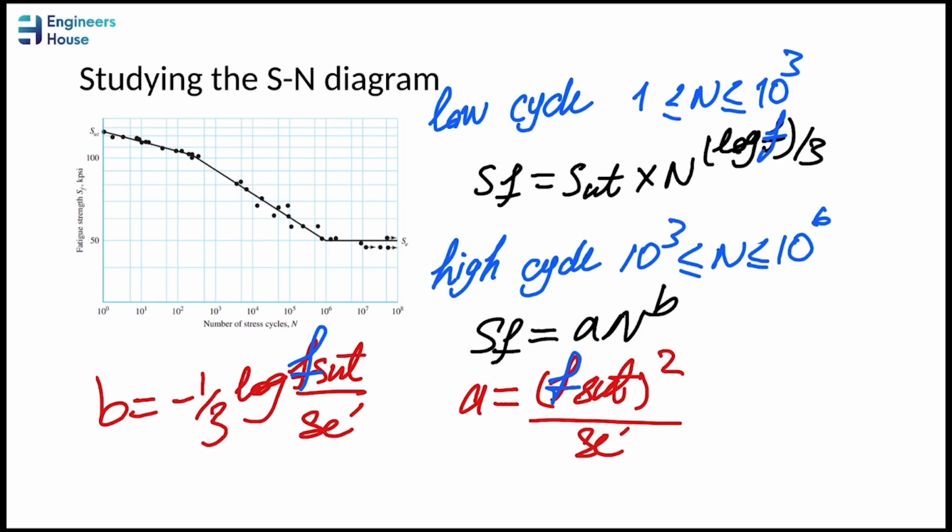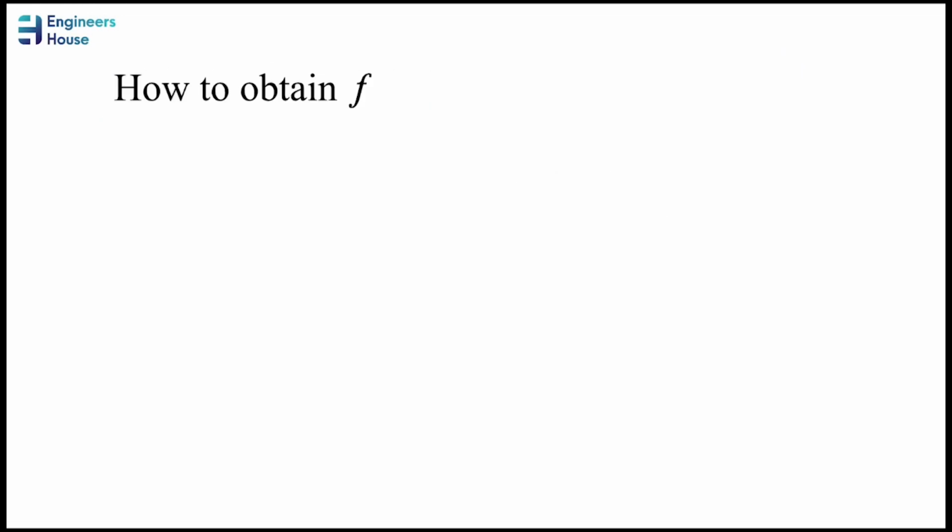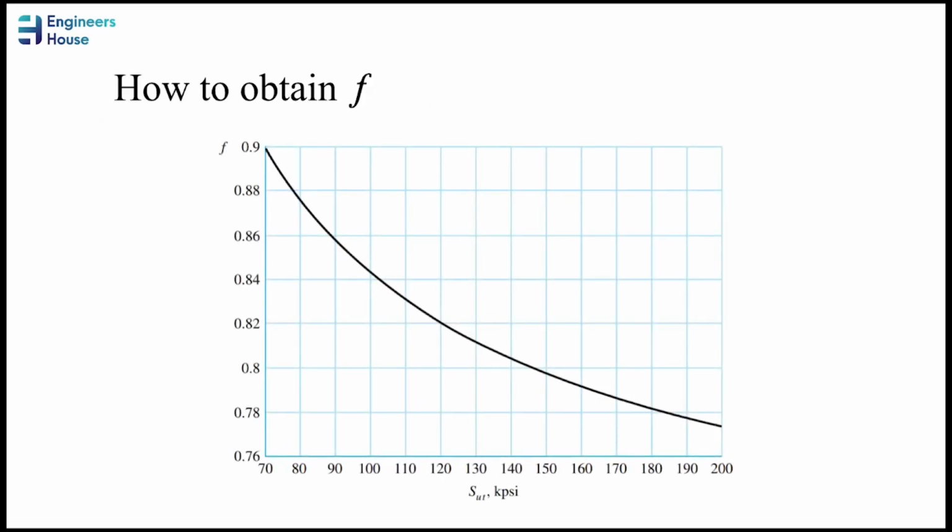But you don't need to worry about this one because it is simply obtained. If you are willing to obtain F, you can use this diagram. This diagram is available in all engineering handbooks, so it shouldn't be your concern. This diagram has the y-axis known as F, the x-axis known as SUT, and as an example, with having this SUT, you can find the value of F. Pretty easy.